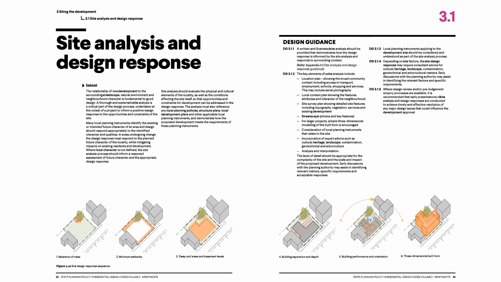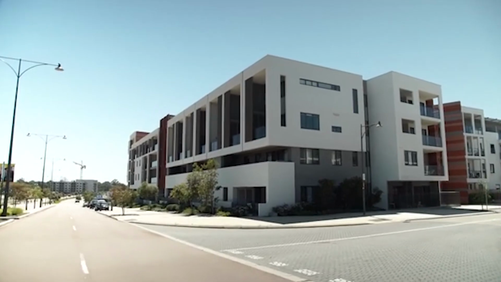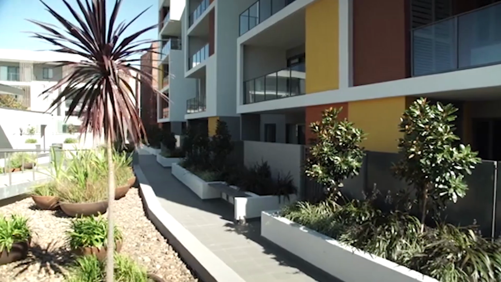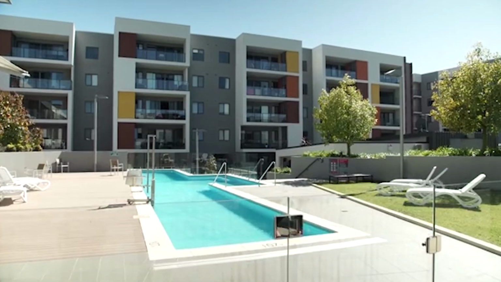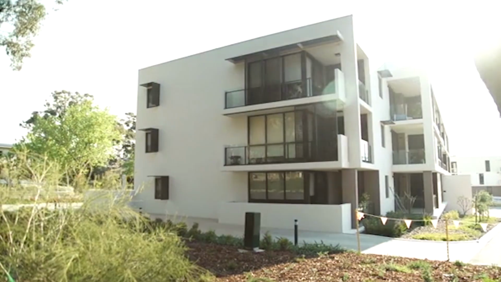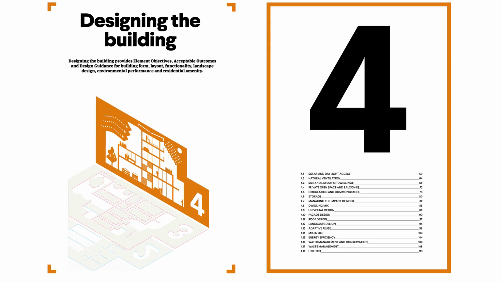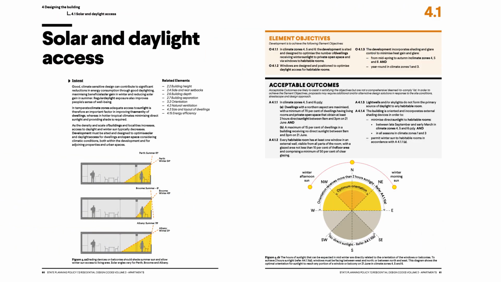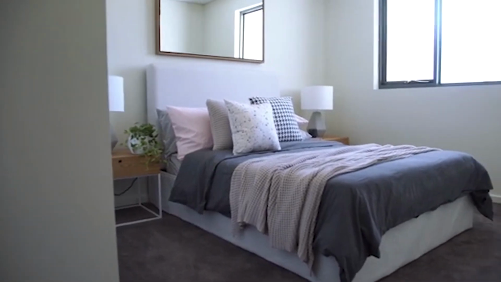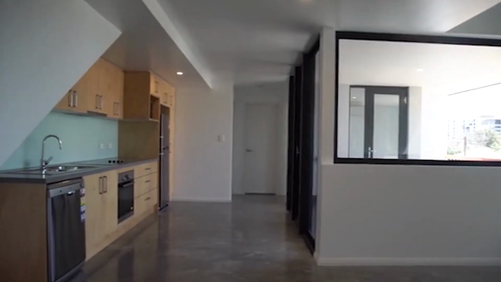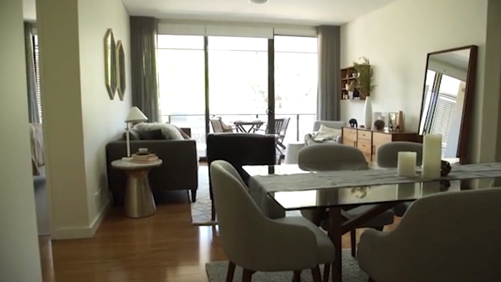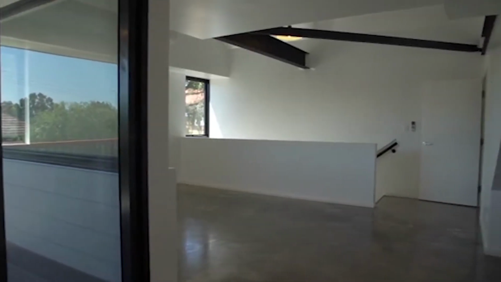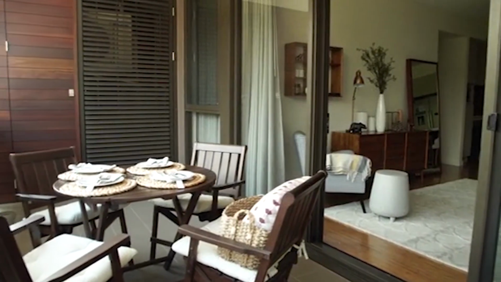This includes analysis and response to site context, interface with neighbours and the public domain, and measures to achieve quality open spaces and optimise residential amenity. Part 4 informs detailed design and assessment of apartment projects. It refers to building form, layout, functionality, landscape design, environmental performance and residential amenity. Parts 2, 3 and 4 are presented as a series of design elements.